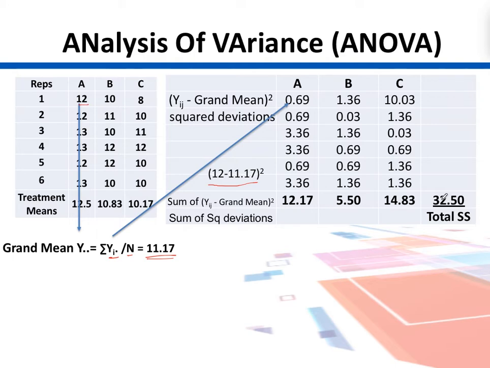Now this deviation has two parts. We have already seen that in the previous session. One is the sum of squares that comes from within each treatment, and the other is the sum of squares between or among the treatments. So total sum of squares is sum of squares among plus sum of squares within.